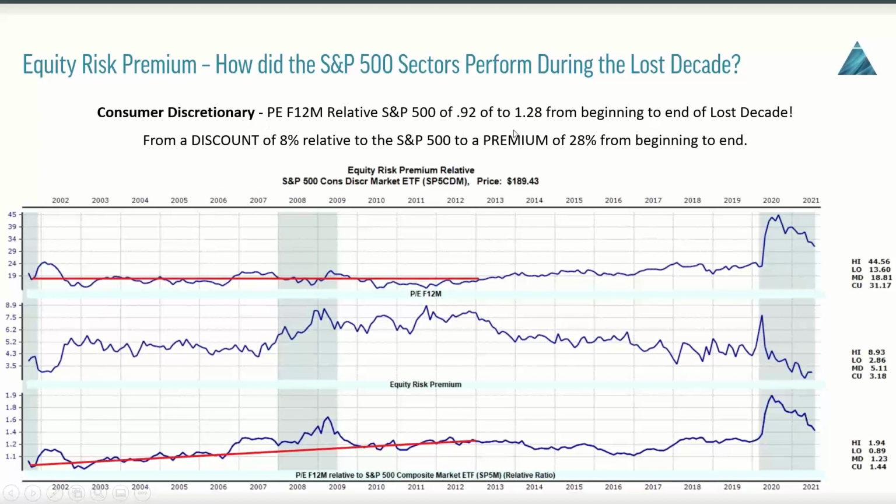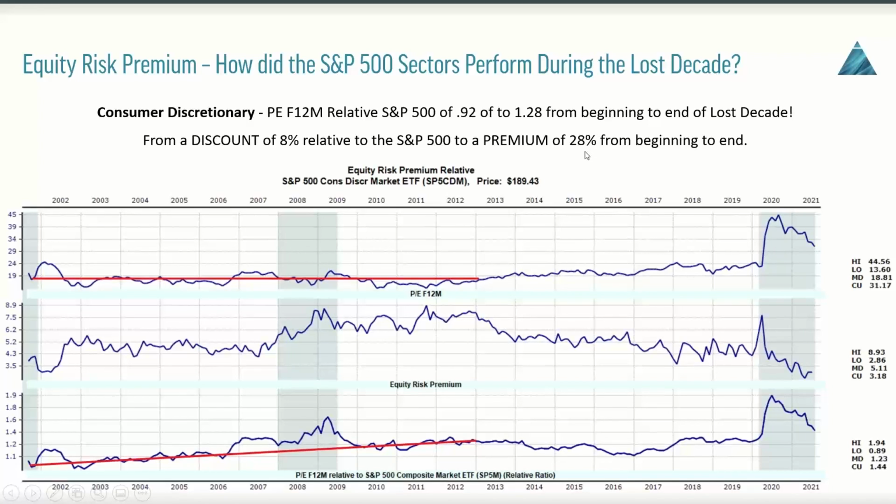So when we look at the consumer discretionary sector, you'll see that the PEF12M relative to the S&P 500 started all the way back here at basically 0.92, and it rose to a 1.28. And the way I want you to think about that is, if you subtract this from 1, it means that the consumer discretionary sector back at the start of the lost decade was actually trading at a discount of 8%. So 1 minus 0.92 is an 8% discount on a PEF 12M basis relative to the S&P 500. By the time we ended up exiting the lost decade, it was trading at a premium of 28%.